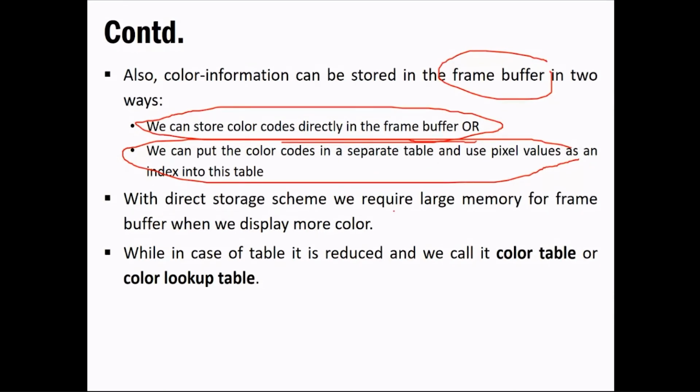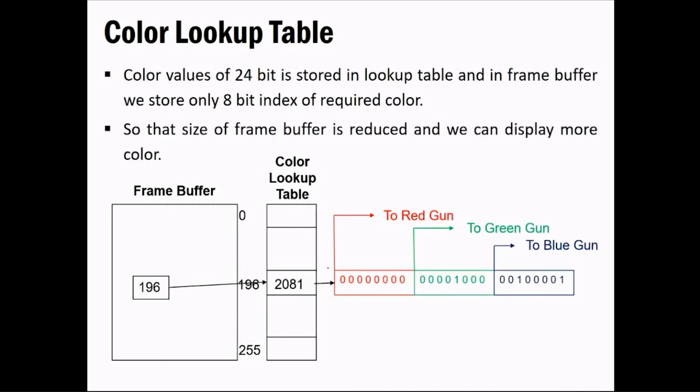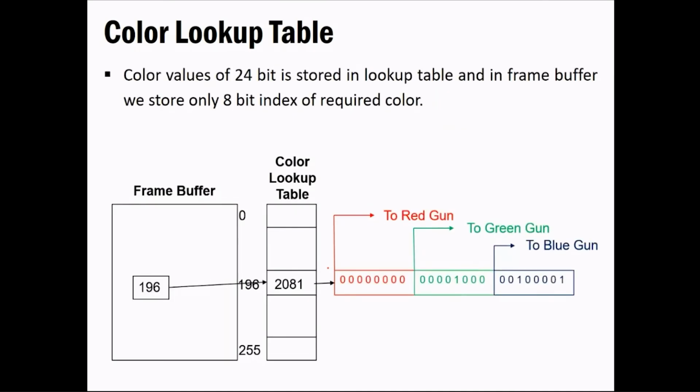As it says, we require a large frame size when we want to display more colors, and in the case of a table it is reduced, because we just have to deal with the index information. So in the case of a table it is reduced, and we call it a color table or color lookup table. How it looks is given over here. So now we have the color lookup table.